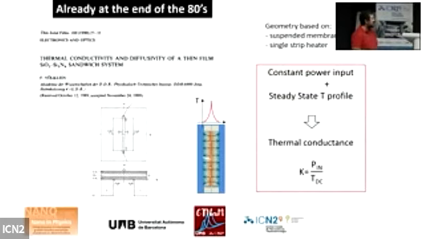In a steady state situation, it's very simple. If we introduce a constant power, we will generate that state, and we can extract directly the thermal conductance of the film. In that case, it was silicon nitride, the combination of silicon nitride and silicon dioxide layers.